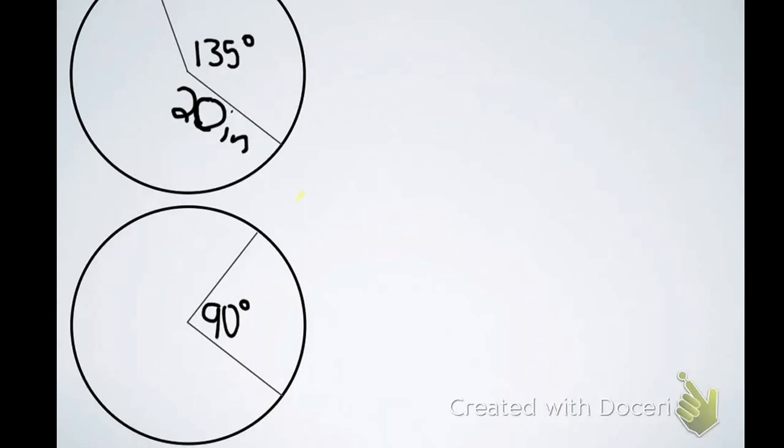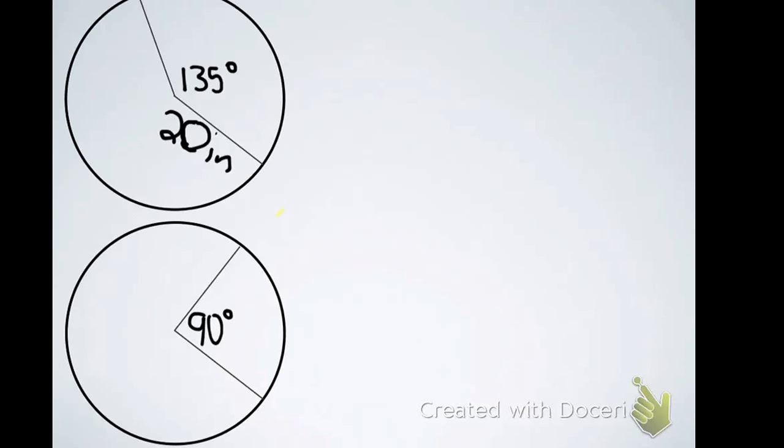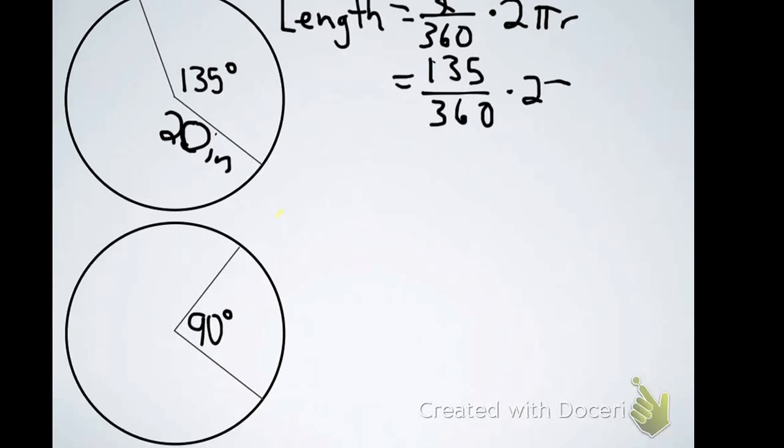Now, the last thing we're going to look at here is, all right, what if I wanted to find the length where I have 135 degrees and 20 inches is my radius? So, to find the length, the length is a fraction times circumference. The fraction is going to be the angle over 360, and circumference is 2 pi r. So I got 135 over 360 times 2 pi times 20.